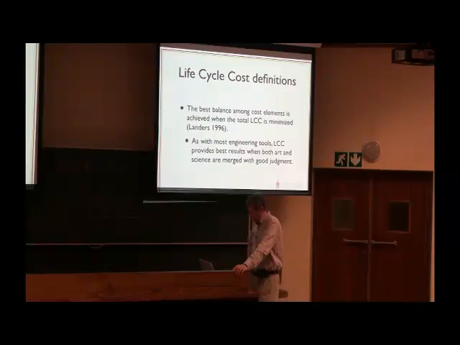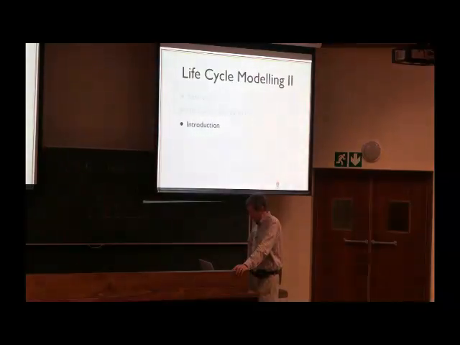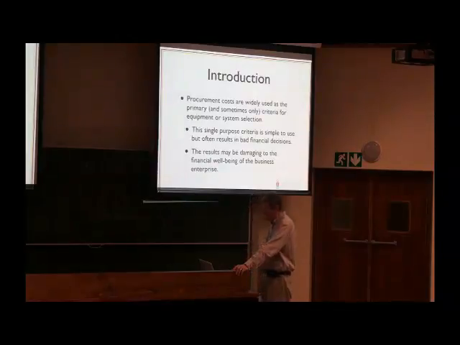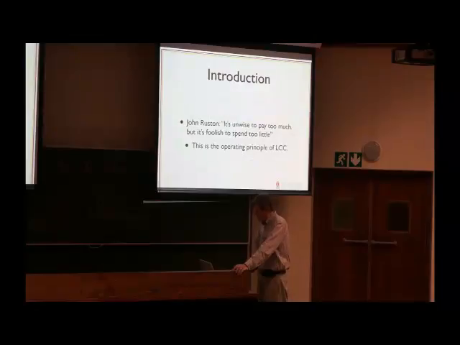So let us then introduce this thing. We say that procurement costs are widely used as the primary and sometimes only criteria for equipment or system selection. This single purpose criteria is simple to use but often results in bad financial decisions. The results may be damaging to the financial well-being of the business enterprise. So John Ruskin says it's unwise to pay too much, but it's foolish to spend too little. This is the operating principle of LCC. Now all of this comes from Barringer's document. So he calls that the operating principle of life cycle cost.